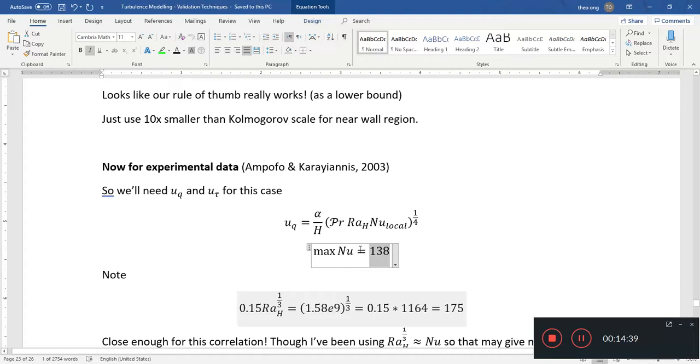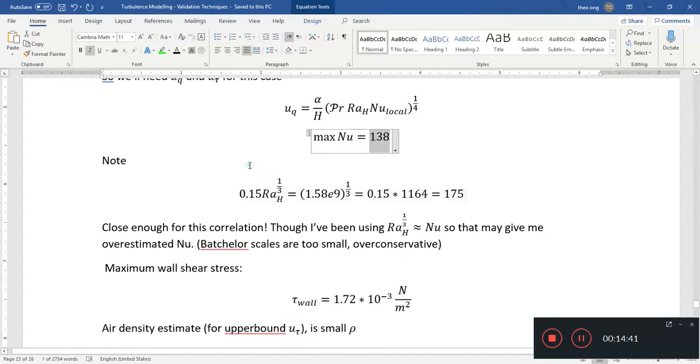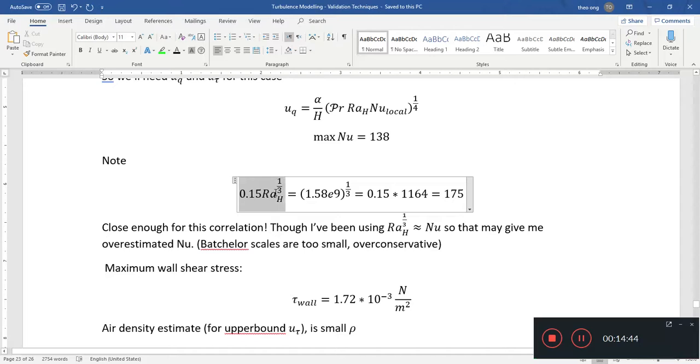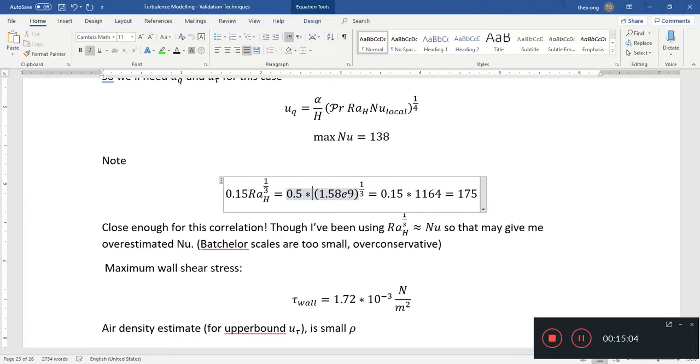A special interesting note is that the heat transfer coefficient, or the Nusselt number, is calculated as 0.15 times the Rayleigh number to the cube root. So actually there's a 0.15 coefficient in front, which I kind of just neglected to add in. So we can see what this difference actually makes.